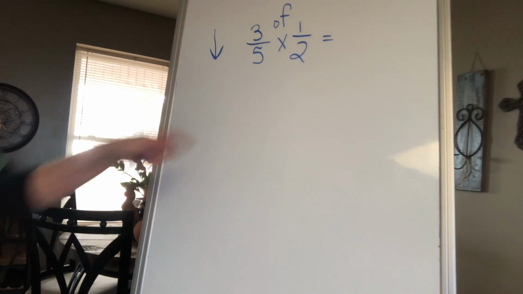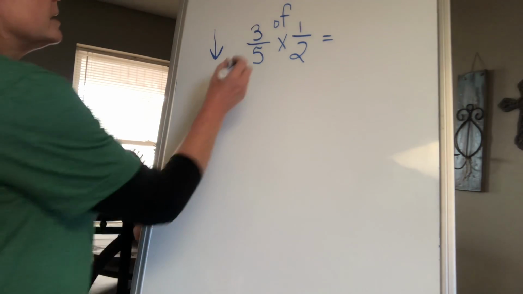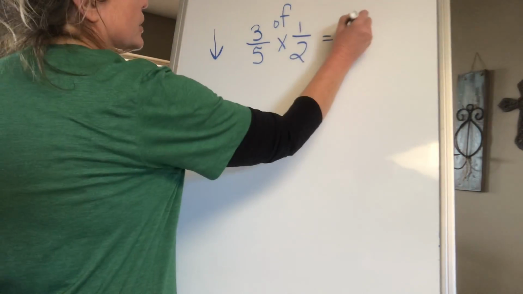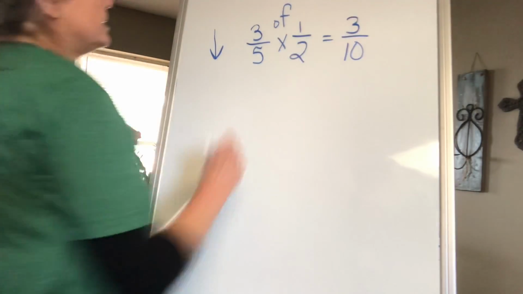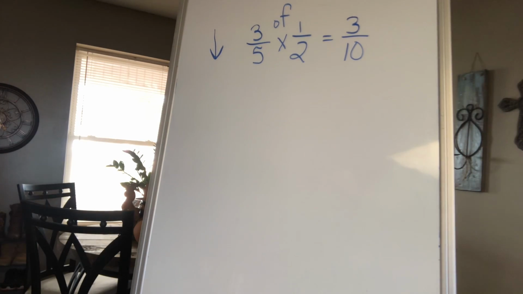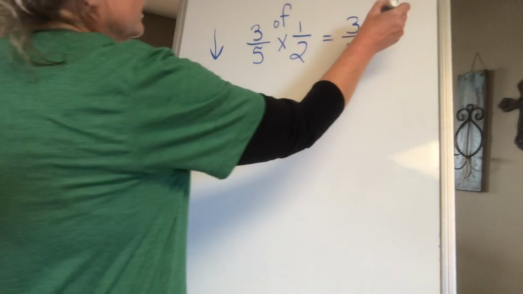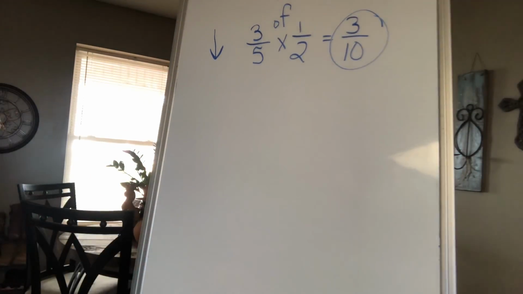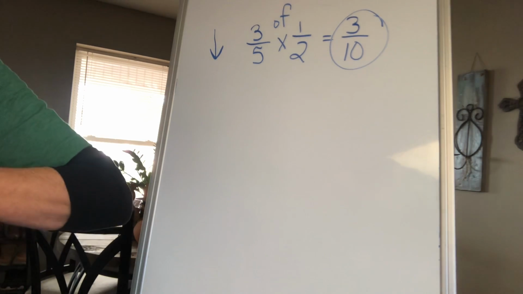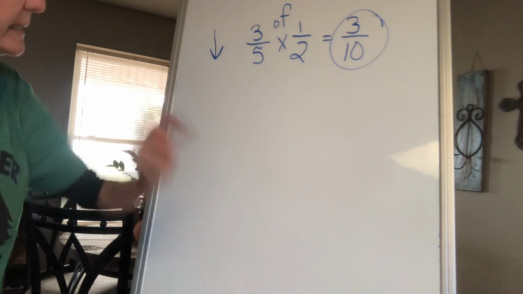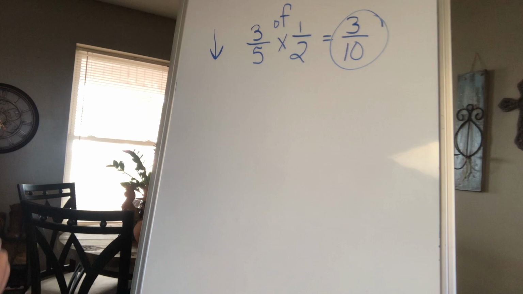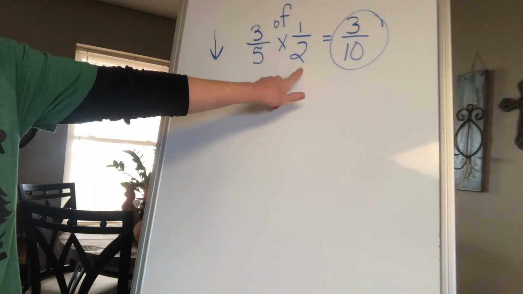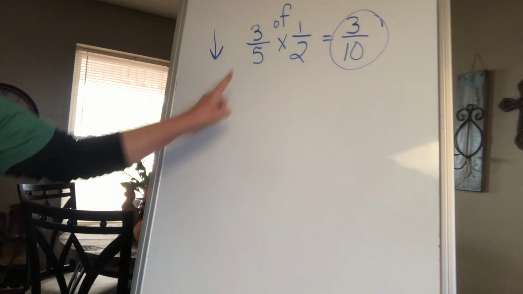And we know that in math, of is multiply. So 3 times 1 is 3. 5 times 2 is 10. Does it fit my criteria? Yes, I knew my answer couldn't be a whole 1. So there are 3/10, not 1, there are 3/10 pounds of strawberries in the container. 3/5 of 1/2 container. 3/5 of 1/2.